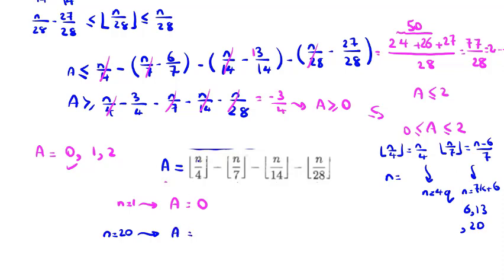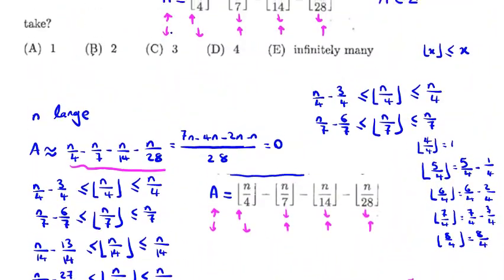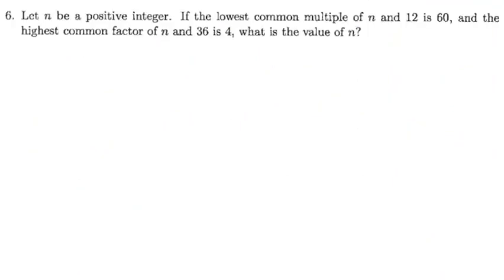So A in this case will be 20 over 4 to the power 5 minus 20 over 7. It will be 2 minus this one, 1 minus 0. And it will be what? 5 minus 2, 3 minus 1, 2. 2 we've reached. For A equals 1, if you consider 19 only, it will be decreased by 1. So A will be what? 19 over 4 minus 2 minus 1 minus 0, and it will be 1. So we've also reached 1. So how many possible cases do we have? 0, 1, 2, 3 cases. So the answer is C.